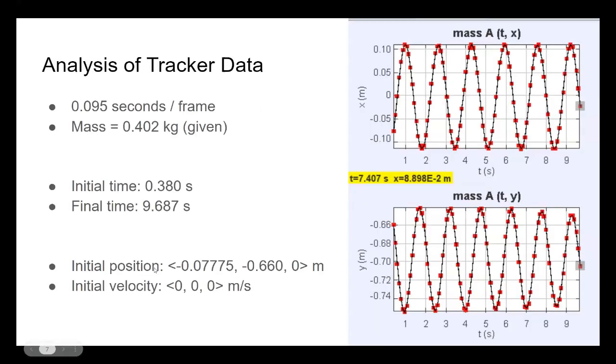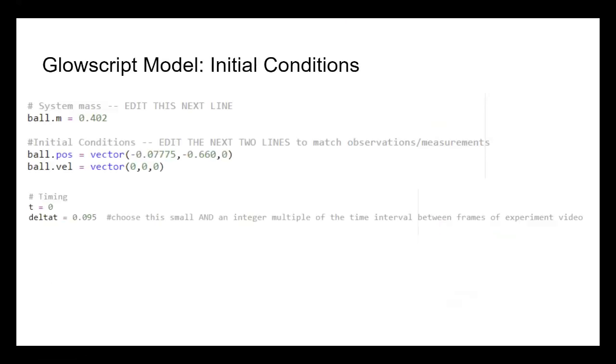So this is just brief tracker data. We got 0.095 seconds per frame, and the mass was given to us to be 0.402 kilograms. The initial time that I started recording was at 0.38 seconds, and I ended at 9.687 seconds. And my initial position and velocity can be shown here. Note that the velocity starts at rest because I started recording as soon as he released the mass.